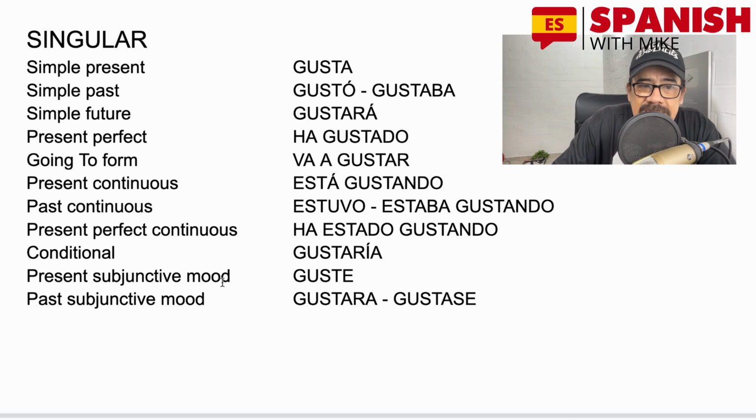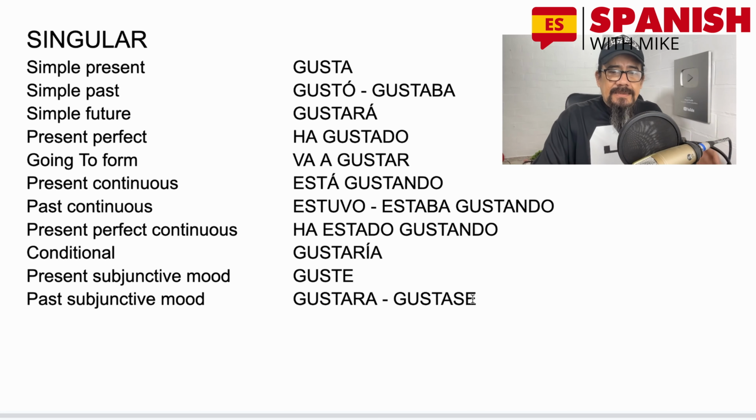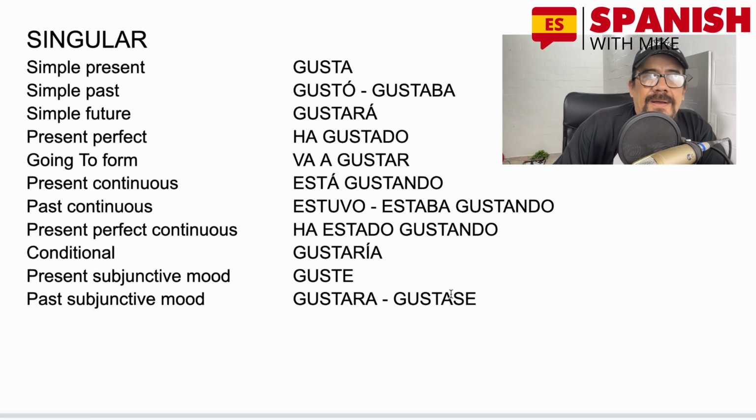The present subjunctive mood would be guste. And the past subjunctive mood would be gustara or gustase. This one is different than this one because of this: gustará, gustara. So don't worry. Perhaps it's going to look a little bit challenging, difficult, but don't worry. It's just a matter of practicing, and that's what we're going to do here.